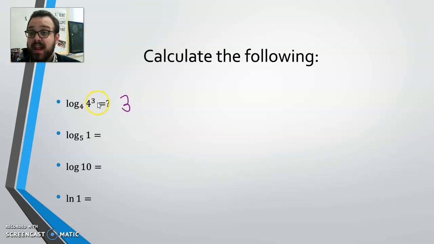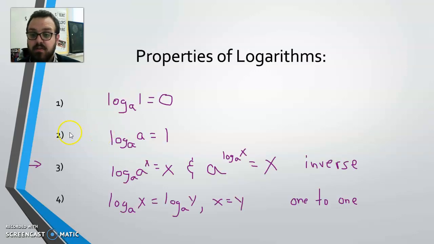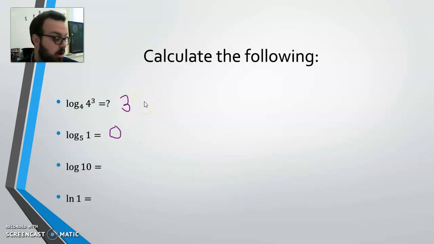That's kind of filling in for that x spot there. So now that's going to equal 3. Log base 5 of 1, well, 5 to what power gives me 1? That's going to equal 0. That's playing off of this top one right here, right? Anything with 1 inside is going to equal 0, okay?